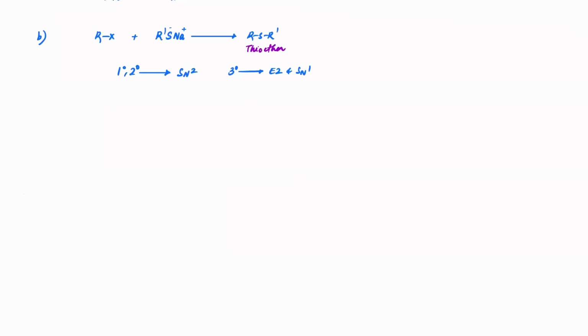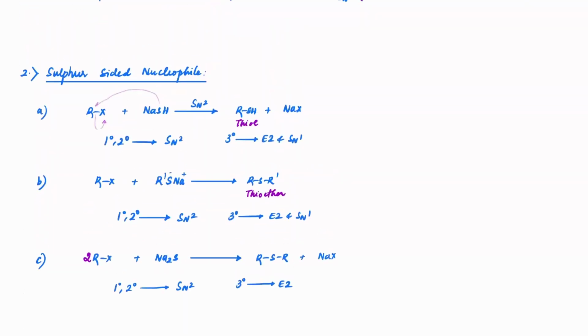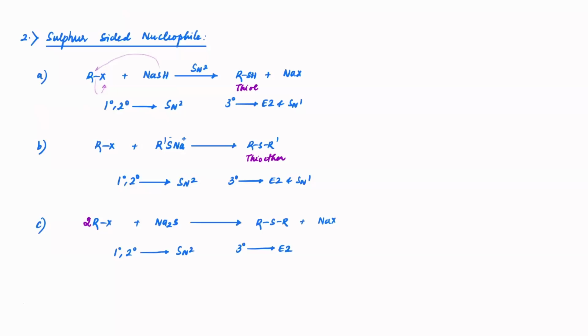Okay, clear? Lastly, in case you have alkyl halide with Na2S, then also you will get a thioether, correct? Plus NaX. So you need to take 2 moles of RX and you will get R2S. Here also, 1 degree, 2 degree will give you SN2 and 3 degree will give you E2. Clear with the sulfur cases? Please notice that.